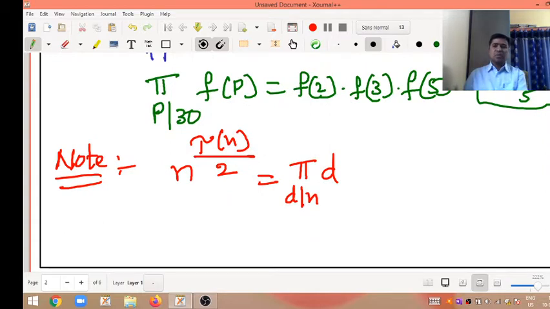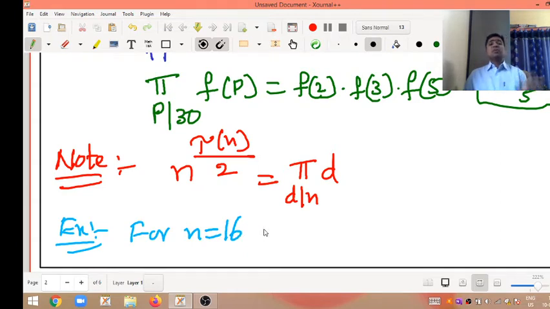So for example, my dear friends, one example I am giving for this note. For n equal to 16, the question will be: what is the product of the divisors of 16? They will ask like this. So for the product of all divisors, first we should know what the divisors of 16 are.